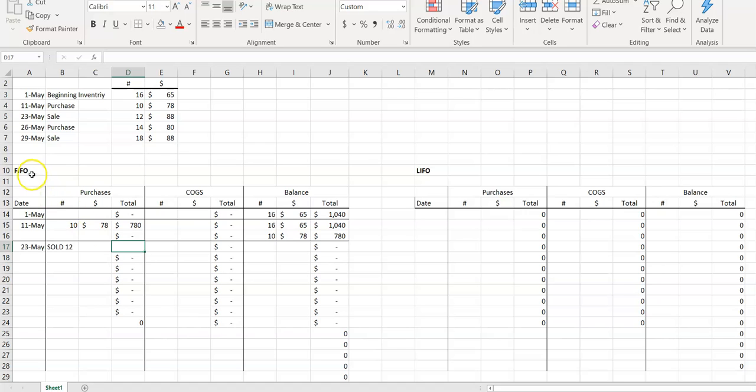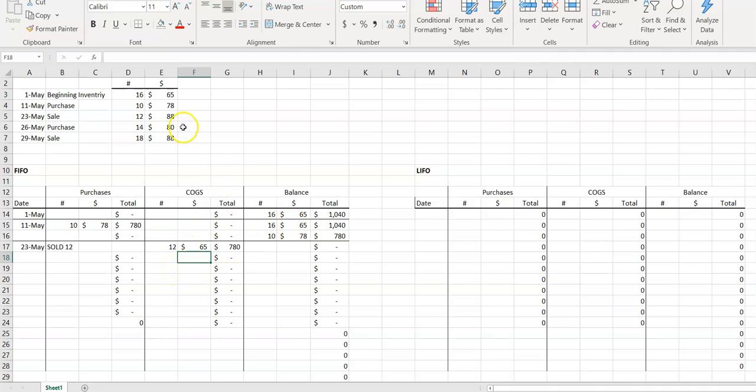Now we're doing FIFO, first in, first out. So when I go to sell something, I'm going to pull from the inventory that I first had. So I'm going to pull it out of these 16 units. We only sold 12, so we take the 12 out of the 16, and we use this cost right here of 65.